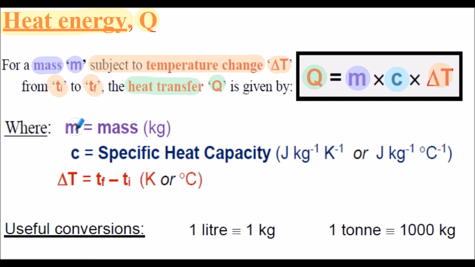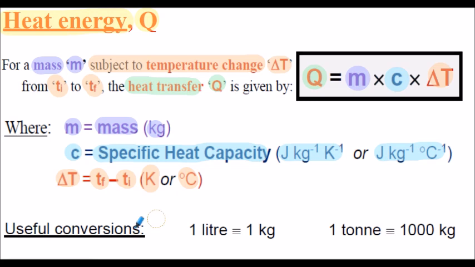where M is the mass having the unit of the kilogram, C is the specific heat capacity having the unit of the joule per kilogram per K or joule per kilogram per degree C, and delta T is calculated from the formula of the final temperature Tf minus the initial temperature Ti. And delta T can be calculated using both Tf and Ti in Kelvin or Tf and Ti in degrees C.